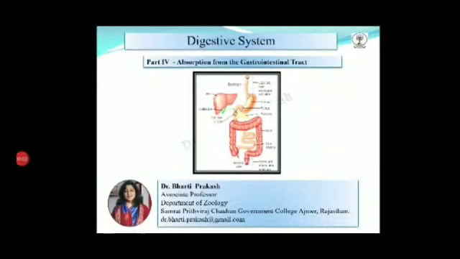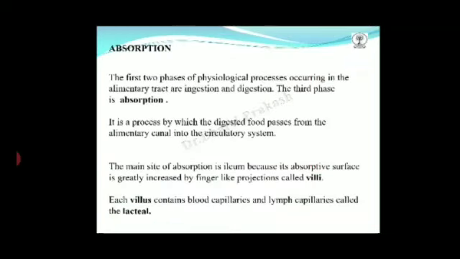Good morning, students. Today we will study how the food that is digested in the alimentary canal is absorbed from the gastrointestinal tract. The first two phases of physiological processes occurring in the alimentary tract are ingestion and digestion, as we have already studied. The third phase that we are going to study today is absorption. It is a process by which the digested food passes from the alimentary canal into the circulatory system.